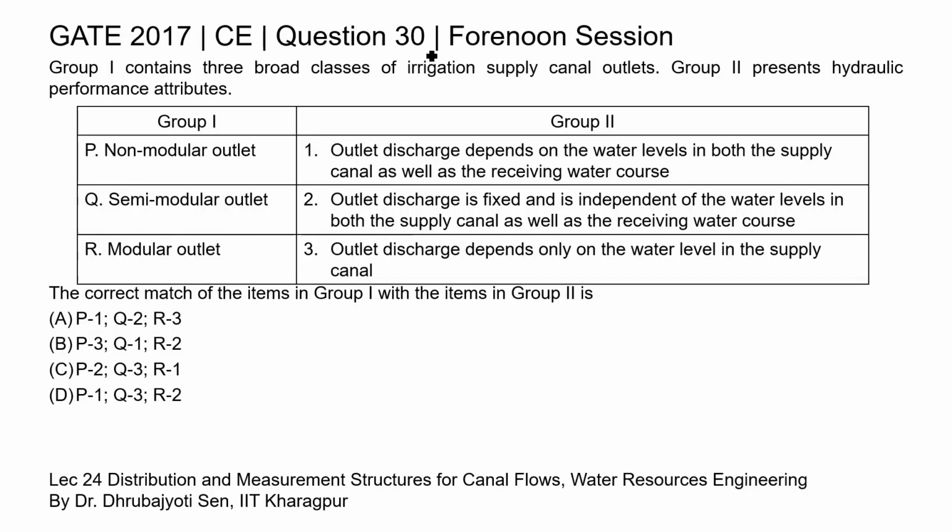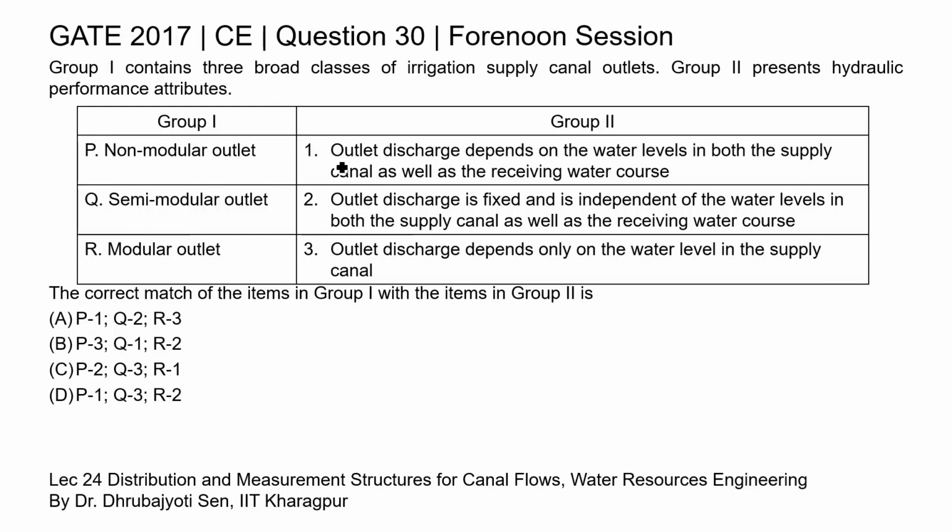This is question 30 of Civil Engineering paper GATE 2017 forenoon session. Group 1 contains 3 broad classes of irrigation supply canal outlet. Group 2 presents hydraulic performance attributes. Group 1: P non-modular outlet, Q semi-modular outlet, R modular outlet.